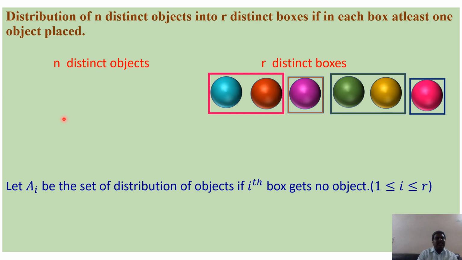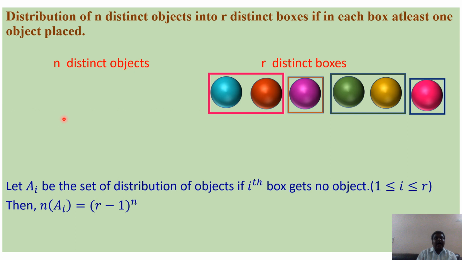Similarly, what is my A1? A1 is the set of all distributions of objects in which the first box gets no object. In this manner, we have to define the sets. Now we play the game. What is n of Ai? (r minus 1) whole to the power of n. How did it happen?